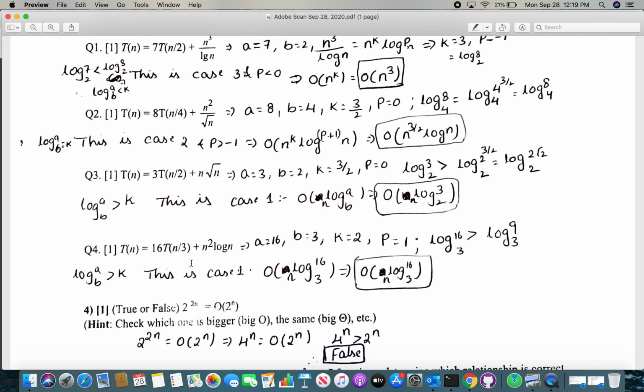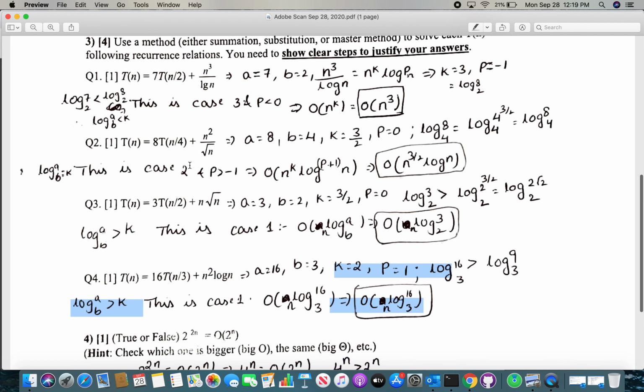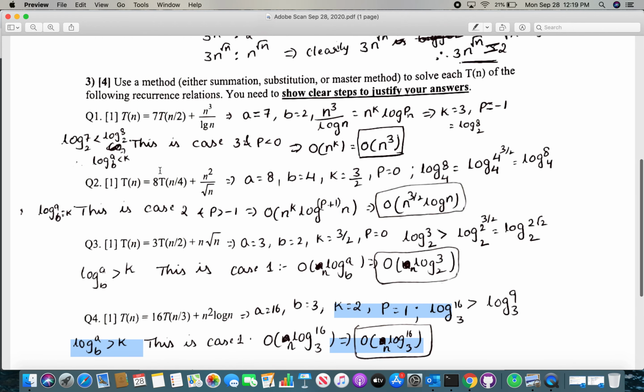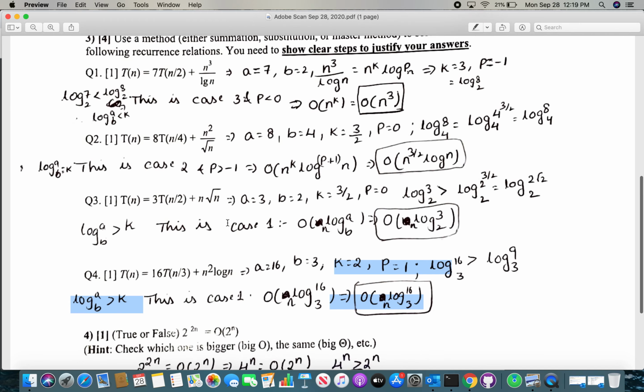We have seen the same scenario in the above problem. So this is case 1, and the formula is n power log a to base b. So n power log 16 to base 3. So this is how we will be solving dividing problems using the master method.